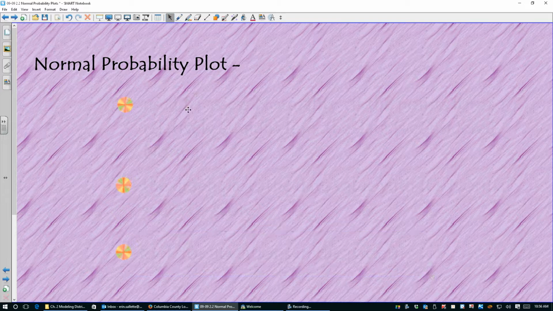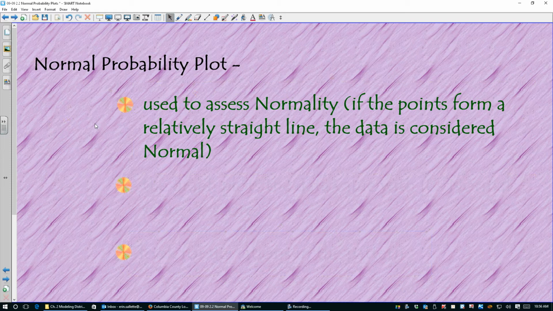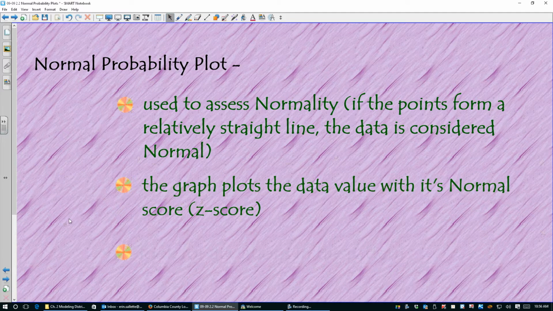First, about the normal probability plots. They're used to assess normality. So when you construct a normal probability plot, if the points form a relatively straight line, the data is considered normal. So that's what we're looking for, our data to form a straight line. The x values of our data are the data themselves. The y values are the z-scores of the data values, which is a little bit of where the voodoo comes in. But that's how the normal plot is constructed.